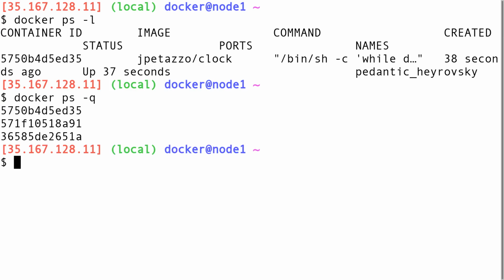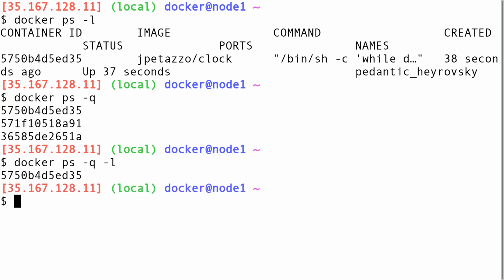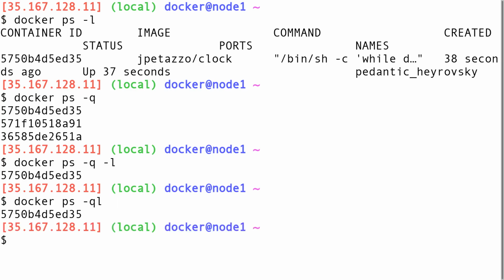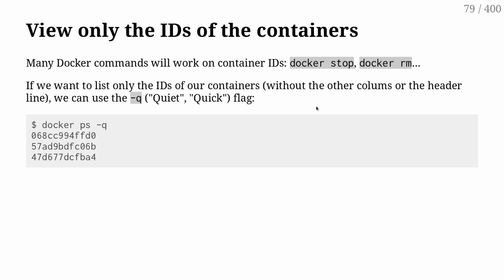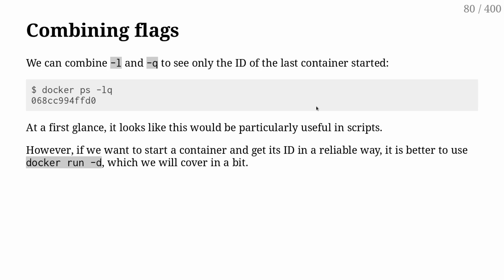I can combine these flags, so I can do Docker PS -q -l, which means show me only the ID of only the last container that was started. And the CLI being fancy and all, I can do -ql, which means the same thing. This is convenient in scripts when you want to get the ID of the last container that was started for reasons.